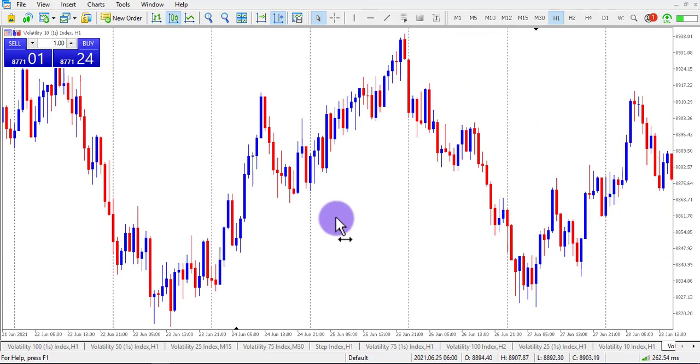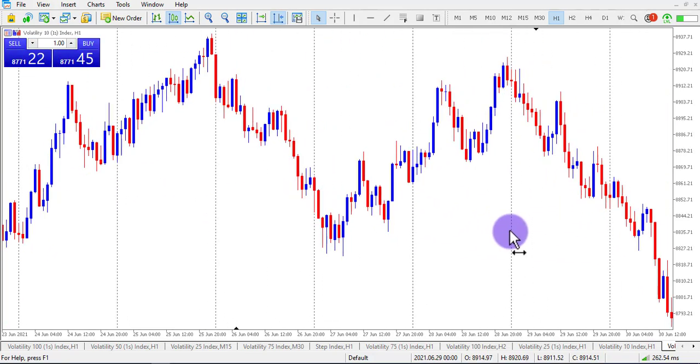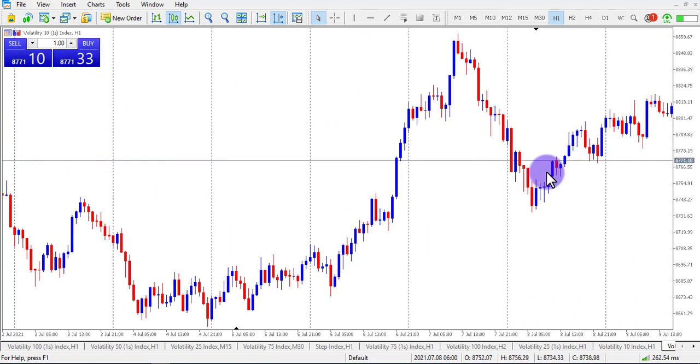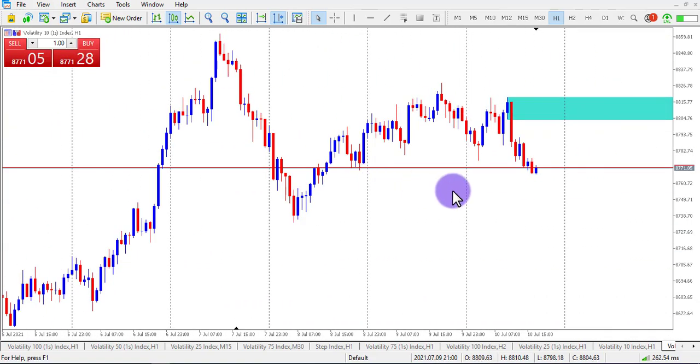So guys, I hope you can go and do your own study concerning this manipulation tactic, and make informed trading decisions. So this was my 2 cents, and I'm out.